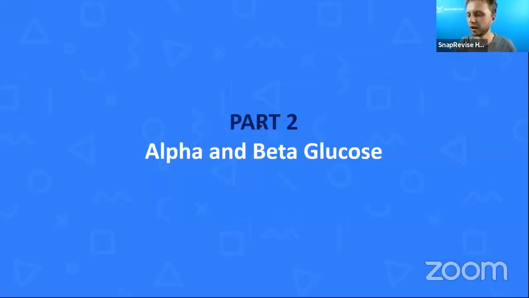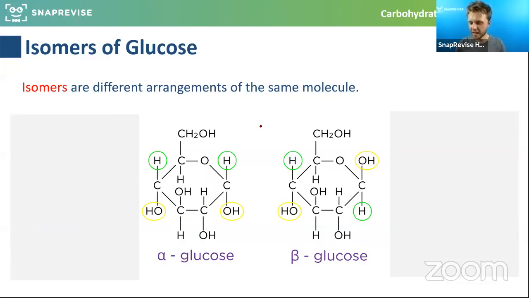Right, part 2 of the few parts that I've got. So we're going to be looking at alpha and beta glucose. Here are the two. See if you can spot the difference. They look very, very similar. There is one difference. Have a look, see if you can get it.